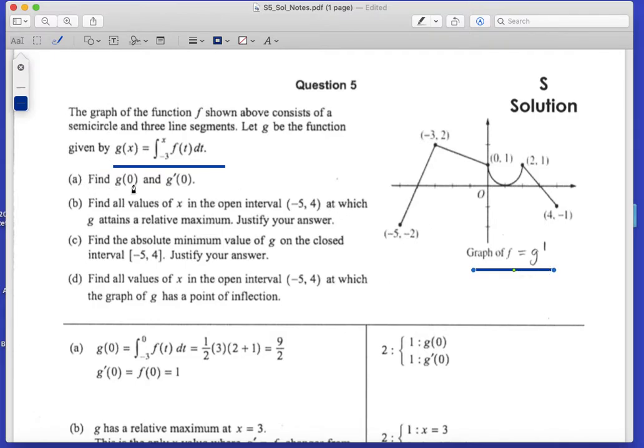Part A, find g of 0 and g prime of 0. Well, g prime of 0 is really easy. Read it off the graph. G prime of 0 is 1. Okay, so we're halfway done with part A already.